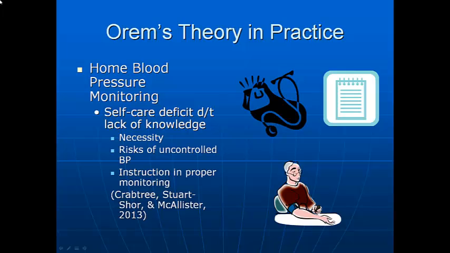Crabtree, Stewart, Shore, and McAllister used the self-care theory in a study on home blood pressure monitoring. Using the study as a guide, the nurse practitioner can educate the patient on the need for blood pressure monitoring while also explaining the risks of uncontrolled blood pressure. After instructing the patient how to properly monitor their blood pressure, the nurse practitioner is able to allow the patient to take control over the monitoring of the blood pressure. The patient is empowered by having control over an aspect of their health, and the nurse practitioner is gaining assistance from the patient in managing their health care.